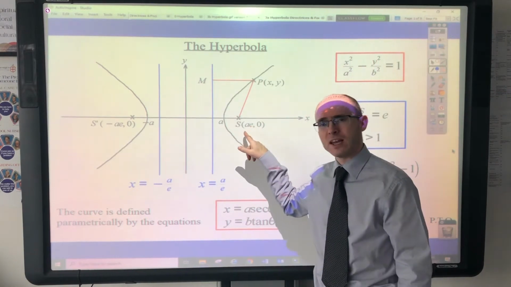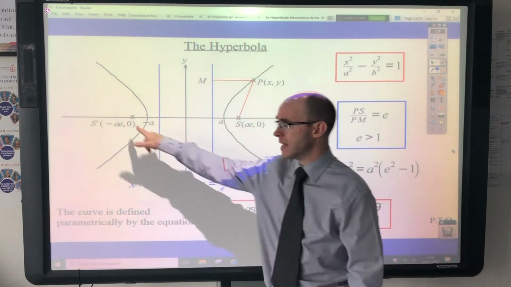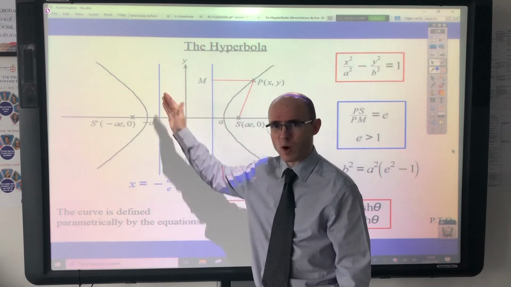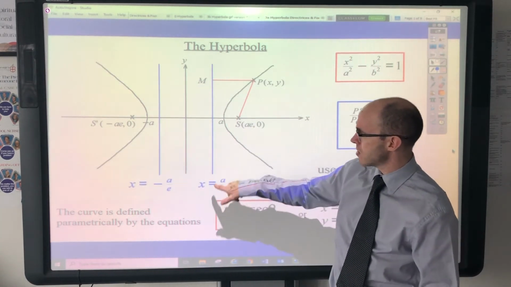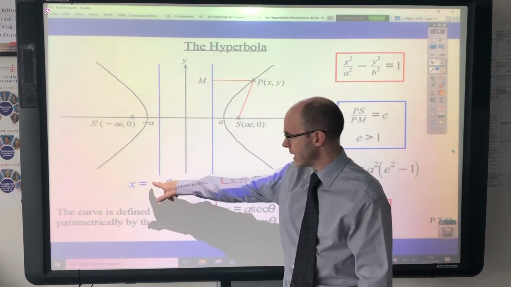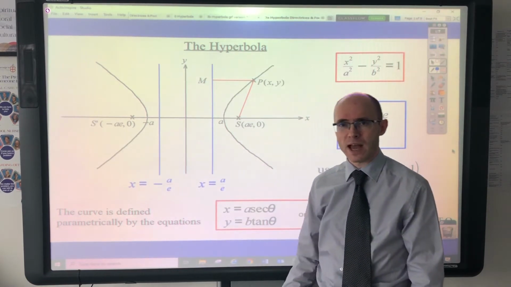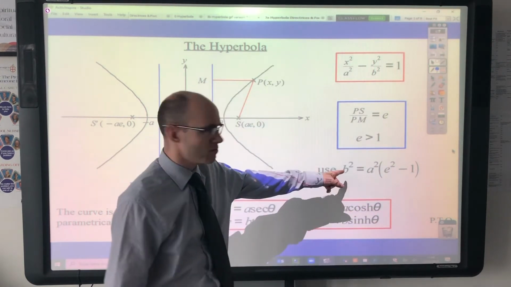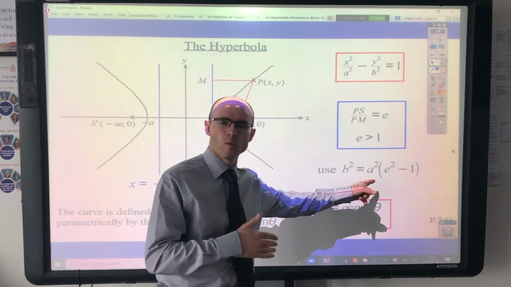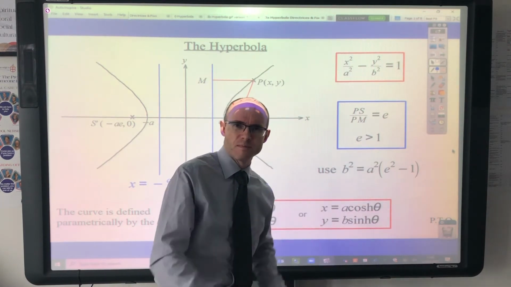Now, just as in the ellipse, the focus points are (a, 0) and (negative a, 0). It's symmetrical about the y-axis, and the equation of the directrix is x equals a over e, or x equals negative a over e. And here you've got the handy relationship between a, b and e, which I think I'll explain in a different part of this.